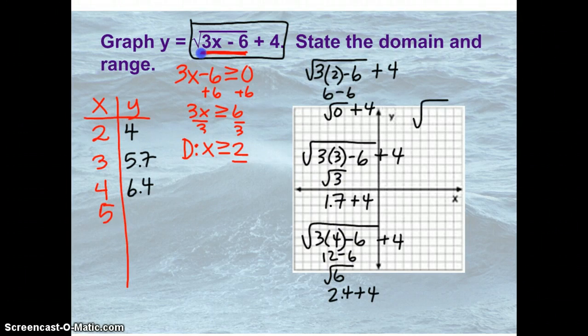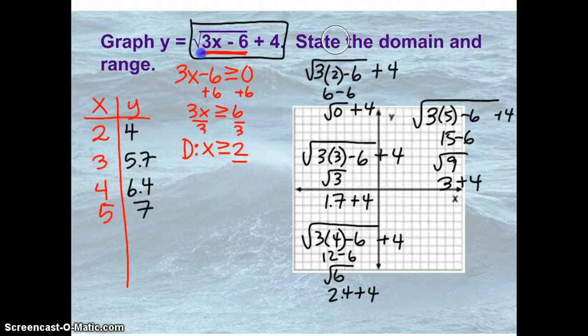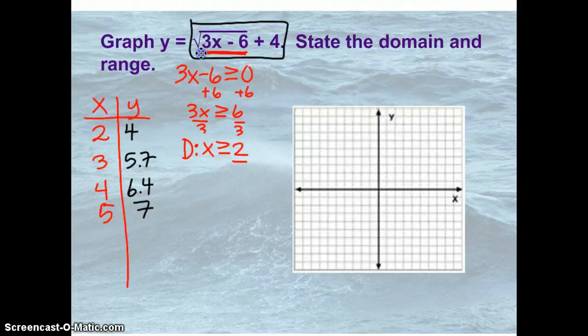And one last time, square root of 3 times 5 minus 6 plus 4. 3 times 5 is 15. 15 minus 6 is 9. Square root of 9, I don't have to use my calculator for that. I know it's 3. Plus 4 is 7. Once you have your table sorted with quite a few numbers in there, you can go ahead and graph it.